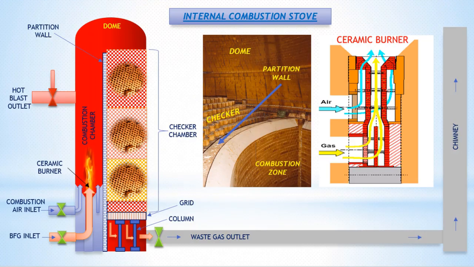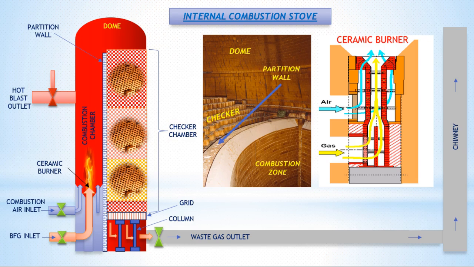Stove's structure. Main components are the combustion chamber, ceramic burner, dome, partition wall, checker bricks, checker supporting grids and columns, chimney, control and isolation valves. Combustion chamber, the area where fuel and air mix and burn, producing heat. Fuel, BF gas or coke oven gas, is burned with combustion air to produce heat.